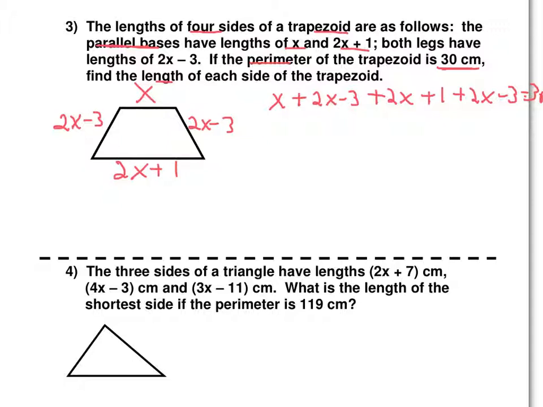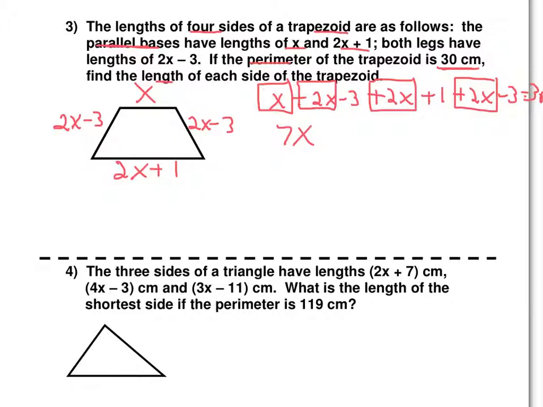Okay, sorry, that's messy. Now all I do, so that's how you set it up. Now all you do is combine like terms. So I have 1x plus 2x, that makes 3x, plus 2x makes 5x, plus 2 more x's makes 7x. So I have 7x.